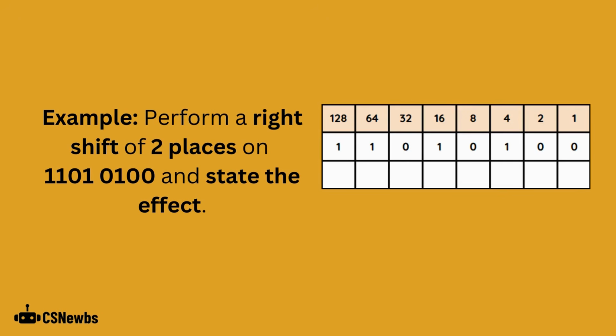As an example, we will perform a right shift of 2 places on 11010100 and state the effect that has taken place. Each binary value needs to be shifted 2 places to the right, so the 1 in the 128 column moves into the 32 column. The 1 in the 64 column is moved over to the 16 column. This continues for the other values in the number, each being shifted 2 places to the right.